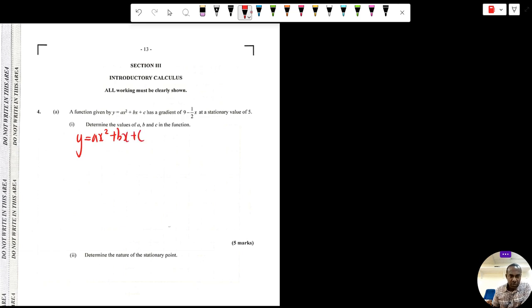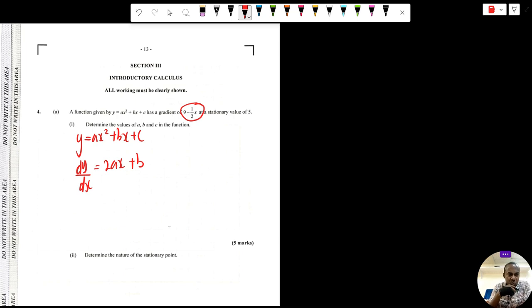Now we're given information about the gradient of the function, 9 minus a half x, which of course really means the gradient function dy by dx, which basically suggests that at some point we have to find dy by dx. So let's just go ahead and do that for this particular function. We'd say that dy by dx is equal to 2ax plus b. All right, so we have that.